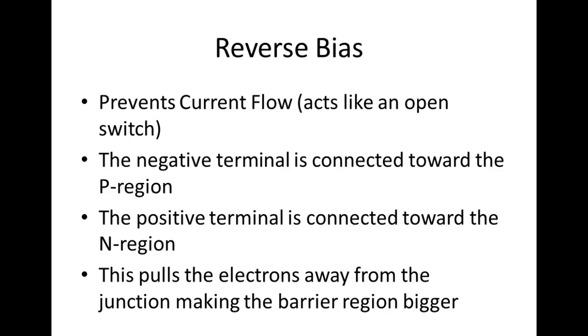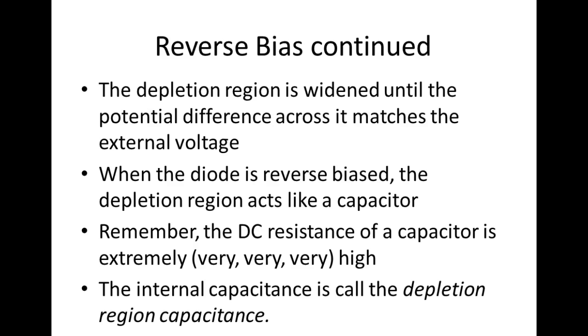Now the problem is, if I put a high enough voltage across this thing, I can cause it to break over in the reverse bias direction, which doesn't sound good because it's not. The depletion region is widened until the potential difference across it matches the external voltage. When the diode is reverse biased, the depletion region acts like a capacitor.